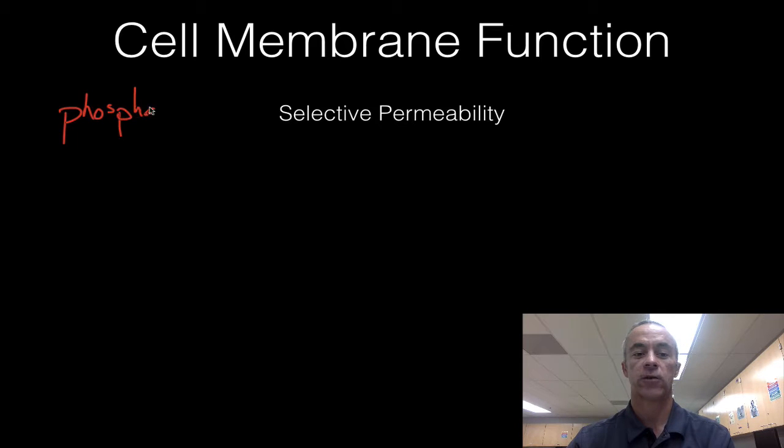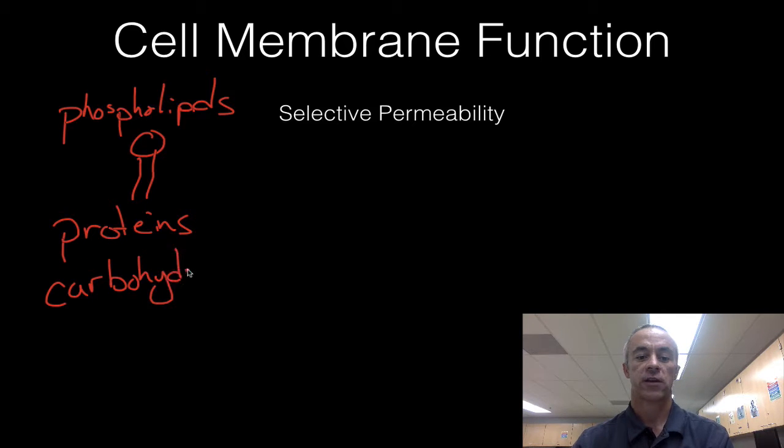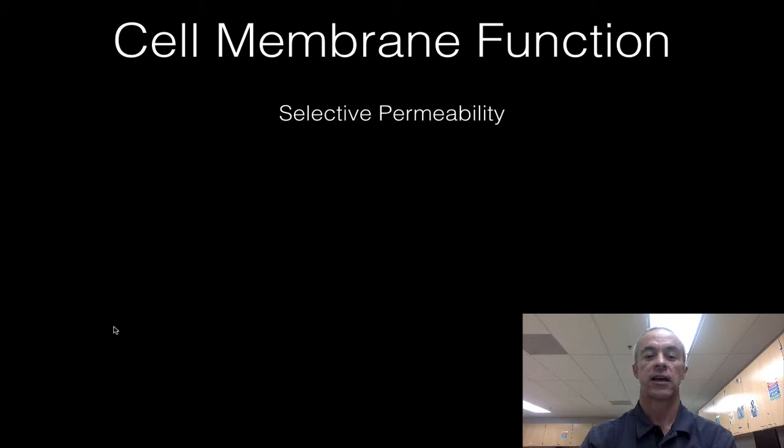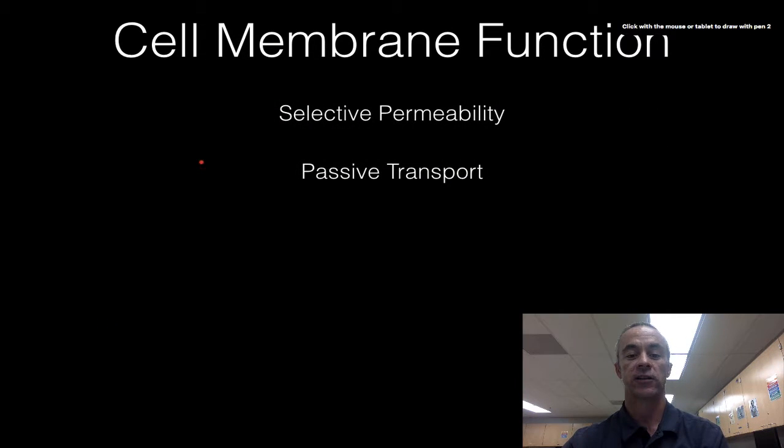We have our phospholipids, which remember have that hydrophilic head with the hydrophobic tails. We also had the proteins. We're going to talk a lot about those today and how they regulate the permeability of a cell membrane. And then there's also the carbohydrates, which we're not going to talk about really today. Those are going to come in a little bit later in this unit when we get to cellular communication and things like that.